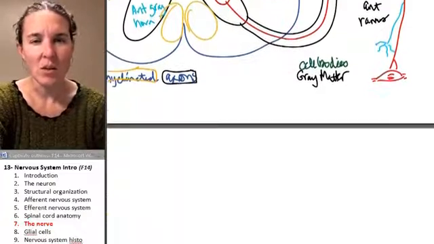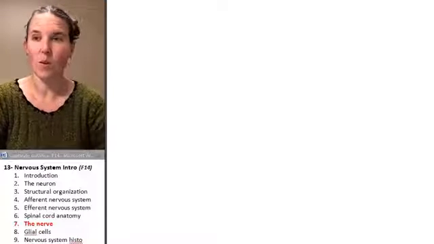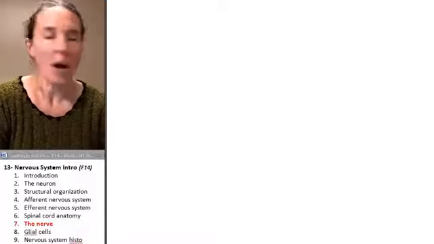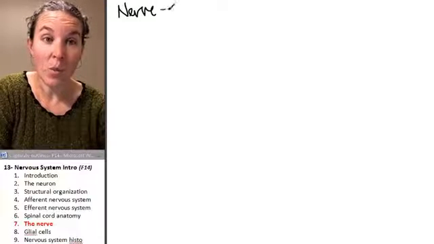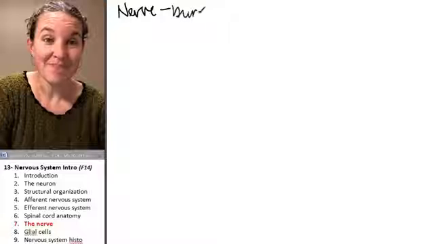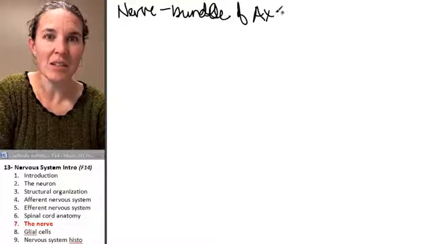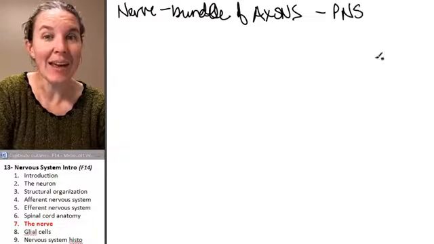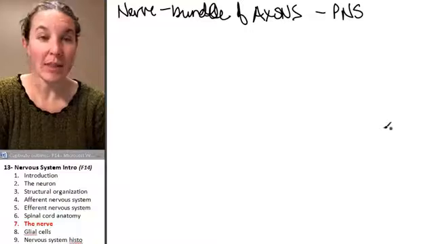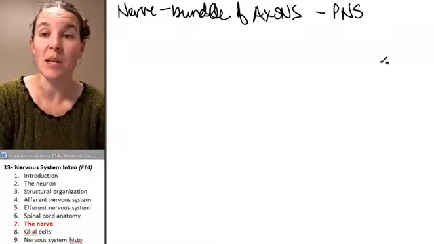So what is a nerve? And shall we label the parts of a nerve? What a great idea. Are you ready? Don't forget, what was it? It's a bundle of axons. Where? In the PNS. That's all it is. It's a bundle of axons in the peripheral nervous system.